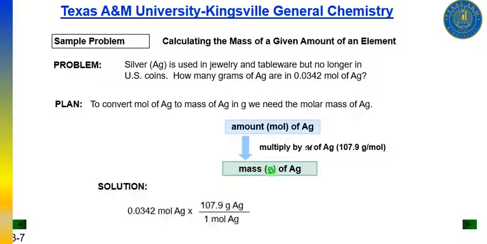Our solution: 0.0342 moles of silver multiplied by 107.9 grams silver per mole. So you determine the mass of the silver.